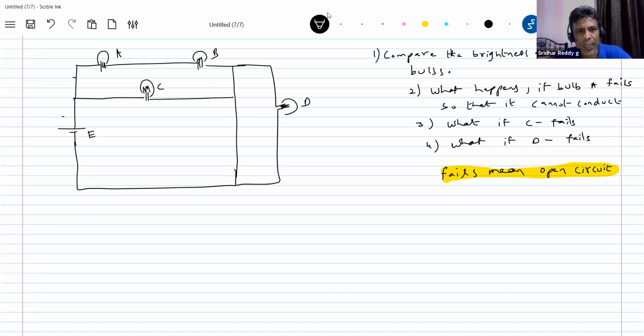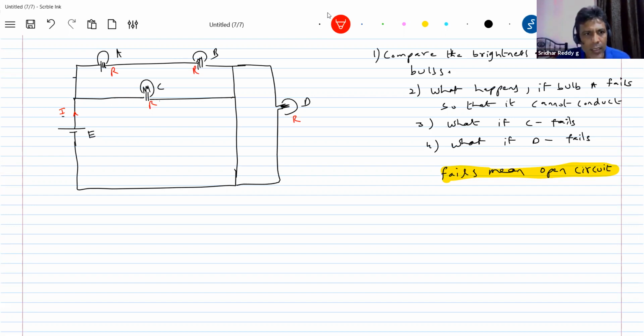Now look at the wires. You have to be careful with the wires. We'll go for the distribution of current. So current I will come. All are identical. Compare the brightness of four identical bulbs. What do you mean by that? All the bulbs will have the same resistance. Yes, all must have the same resistance: R, R, R, and R.